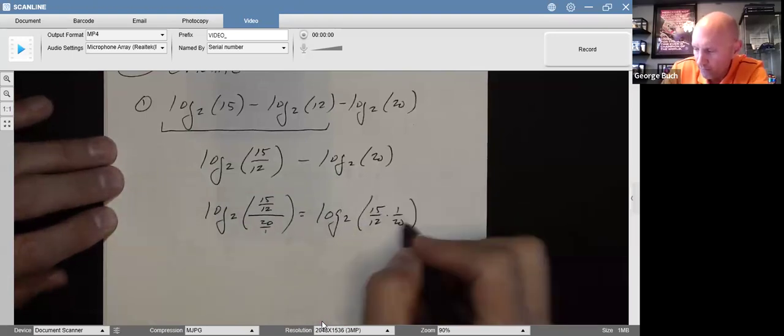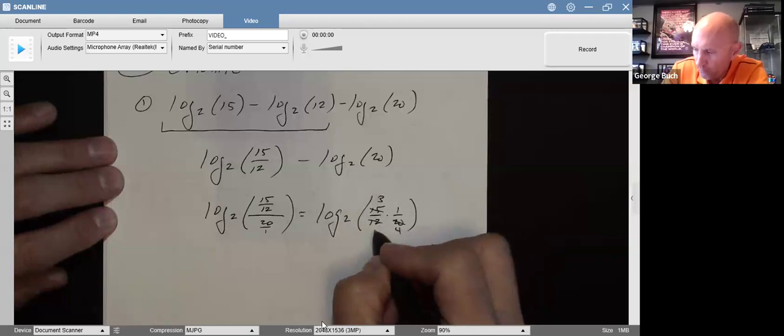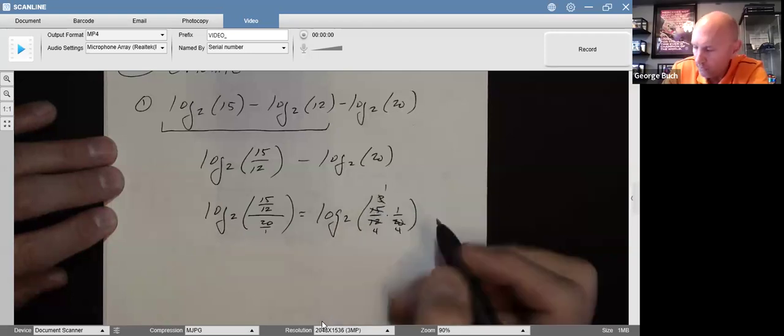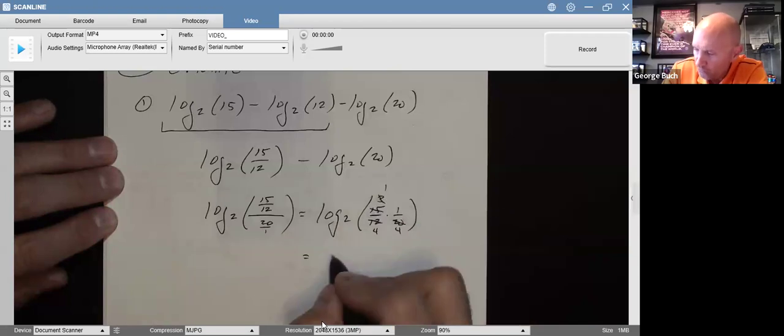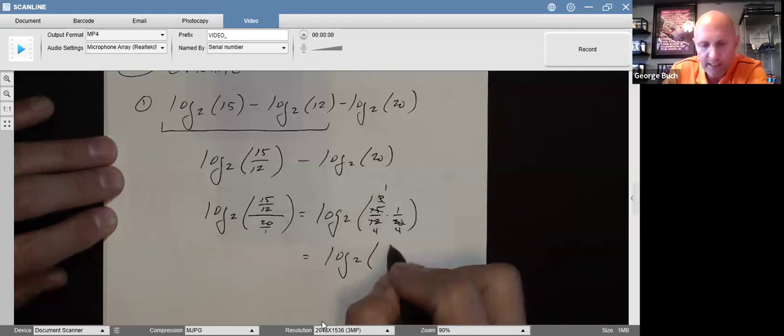So simplify this. 15 divided by 5 is 3. 20 divided by 5 is 4. 12 divided by 3 is 4. 3 divided by 3 is 1. So this is the same as log base 2 of 1 over 16.